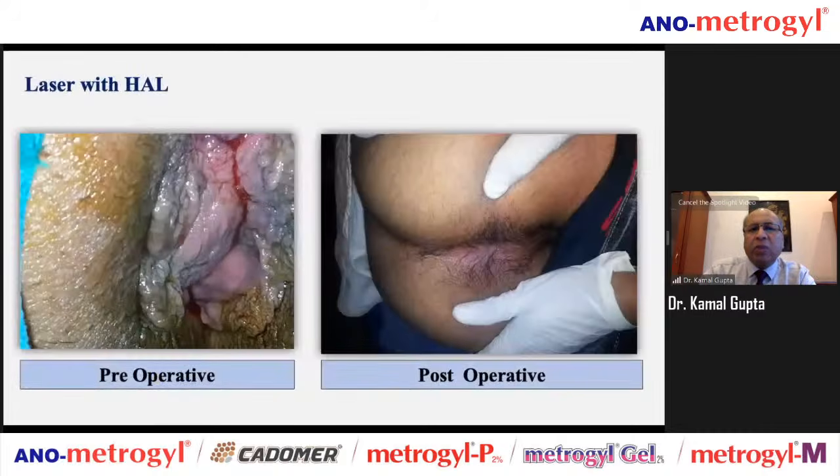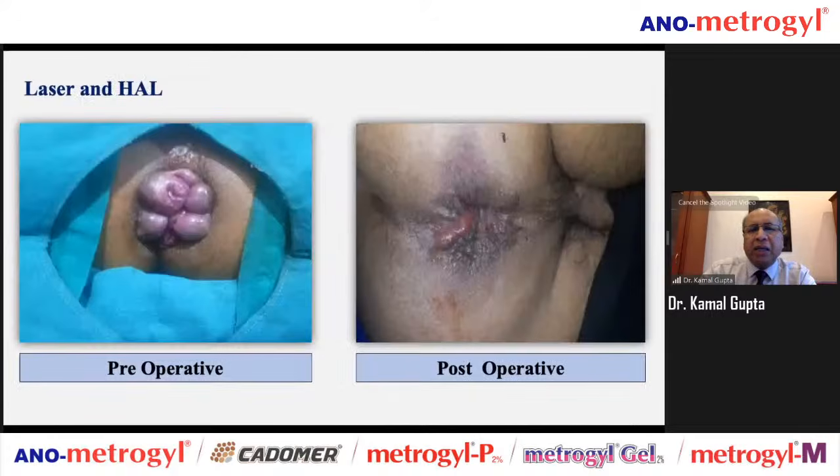Now, this is how the preoperative picture is, and that is how the postoperative looks. Grade 4. Now, this is a part of edema which is present over there. You can make out.